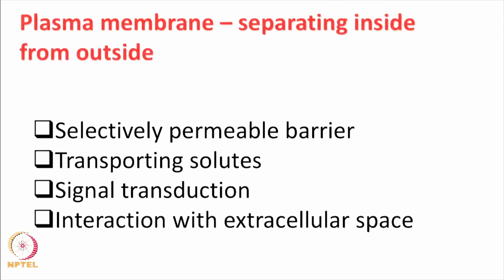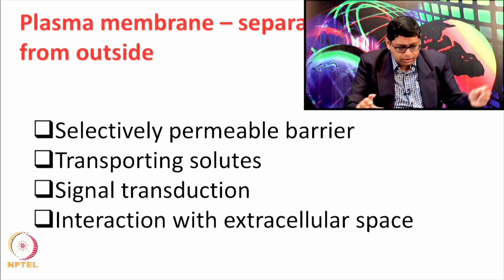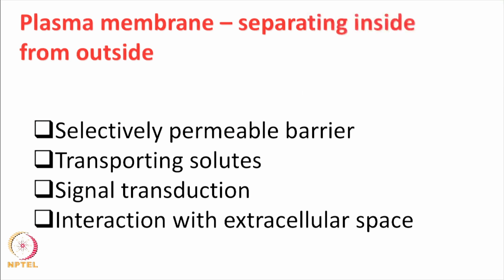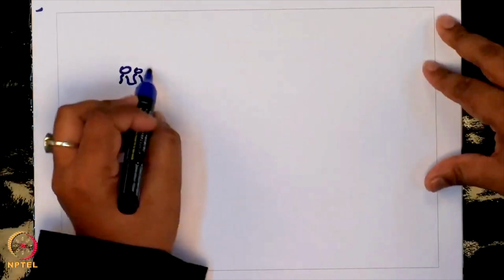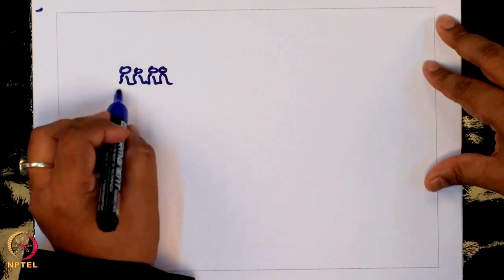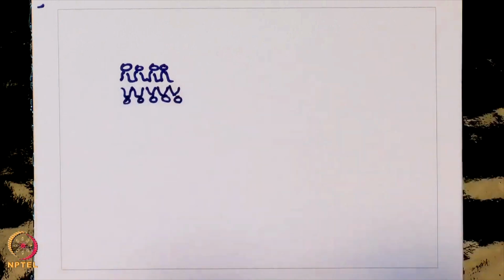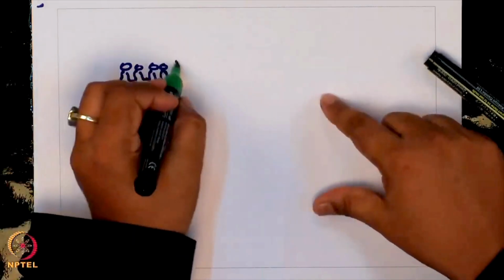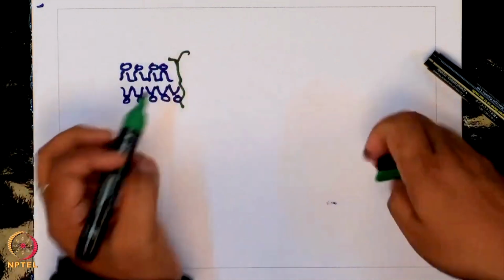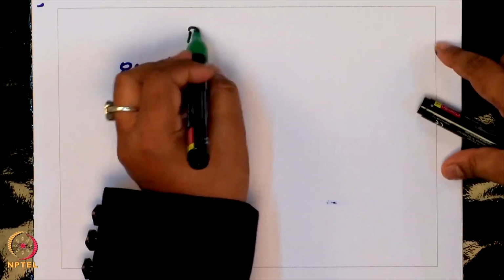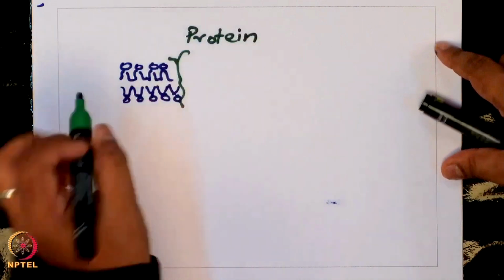Let me start from the plasma membrane. The plasma membrane is that which separates the inside of the cell from the outside. It acts as a selective permeable barrier, so it can transport solutes. If I were to draw a plasma membrane, you have lipid bilayers, and within these lipid bilayers there are some proteins which are sequestered. So, this is a protein here what I have drawn, and this is my lipid bilayer.